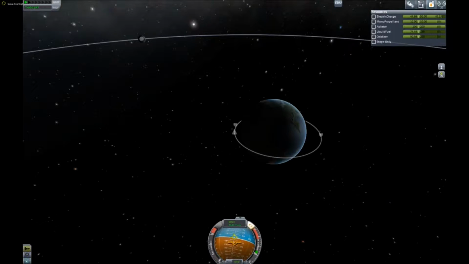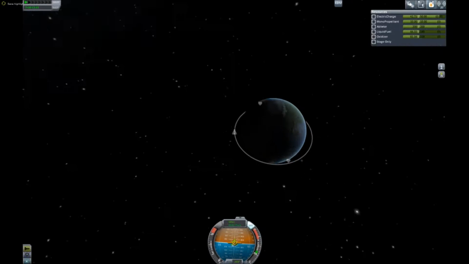I turn my ship retrograde, and let's get the ship around here to the retrograde vector, and I turn on my engines again. And now my apoapsis is shrinking back down to where it was.